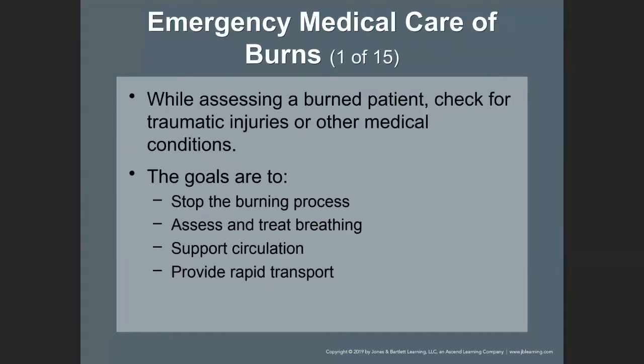Emergency medical care of burns. While assessing a burn patient, check for traumatic injuries or other medical conditions. The goals are to stop the burning process, assess and treat breathing complications, support their circulatory system, and provide prompt or rapid transport.